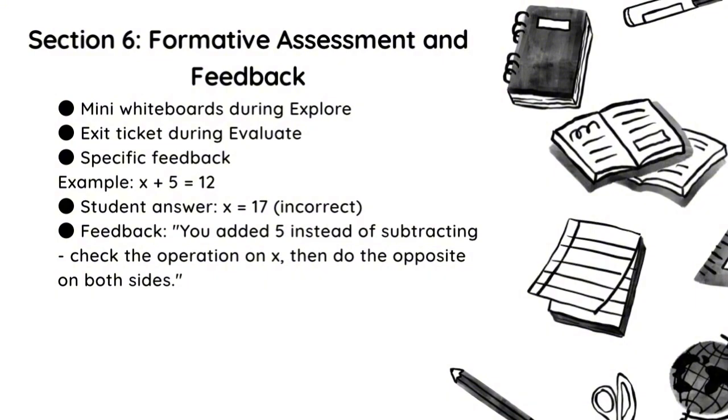Our feedback in that instance will be precise, not just wrong, try again. If a student writes x equals 17 for x plus 5 equals 12, we would remark, you added 5 when you should have subtracted it. Look at what operation is happening to x, and then do the reverse to both sides. That tells them exactly what they did wrong and what they need to do next, which is much more useful than just marking it.